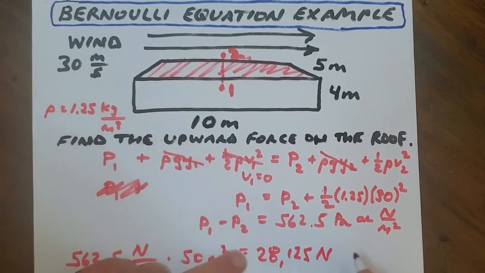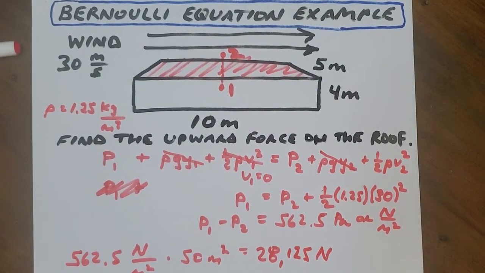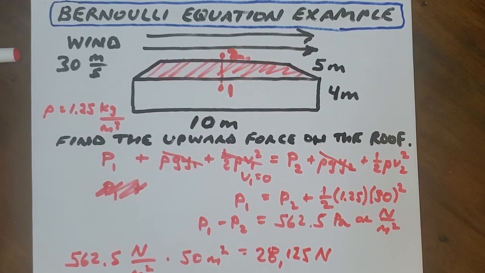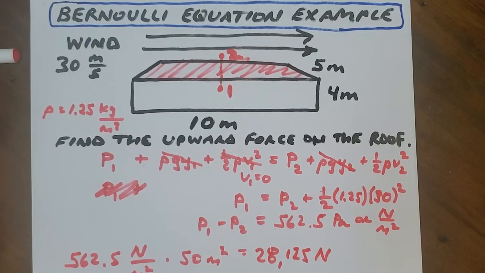newtons. And then, very roughly speaking, a newton is like a quarter pound. So if you roughly divide that by 4, you get 7,000 pounds-ish of upward force. So hopefully the fasteners and the nails and so on are able to keep the roof down.